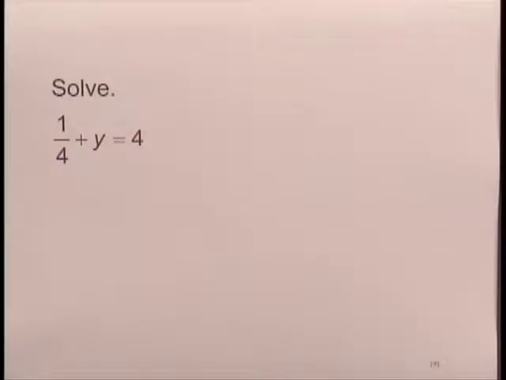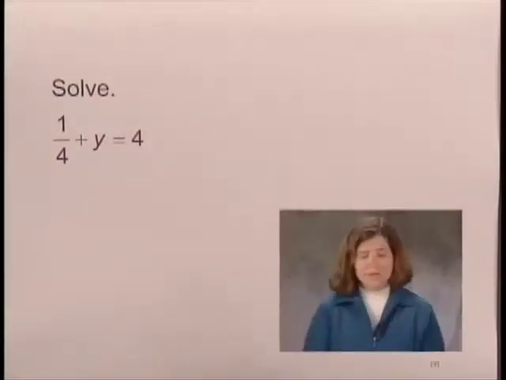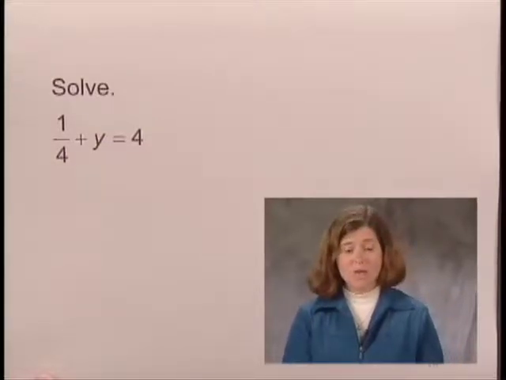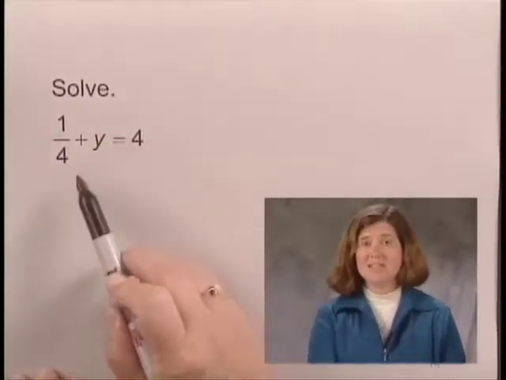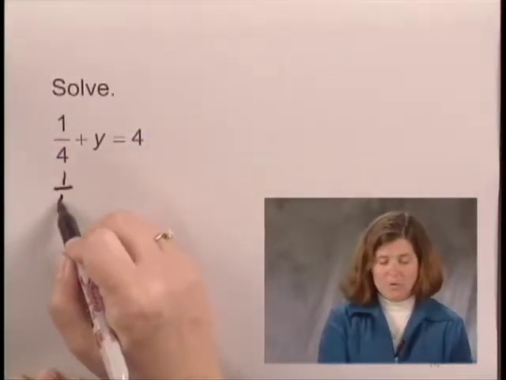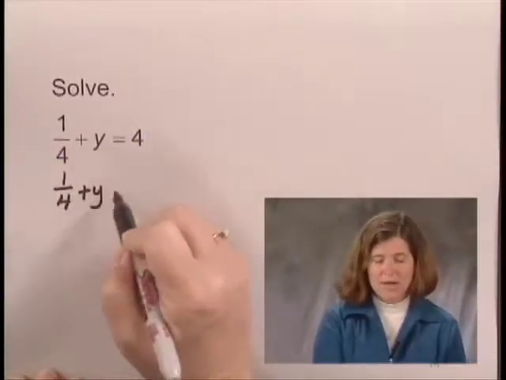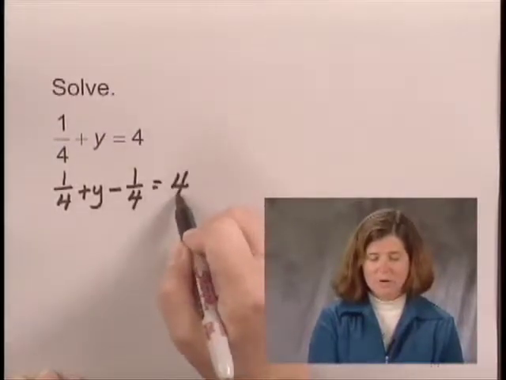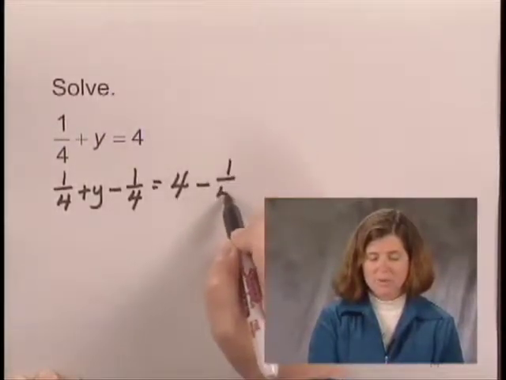We will, in this problem, solve the equation 1/4 plus y equals 4. In order to solve for y, we will subtract 1/4 on both sides of the equation, where the equal sign determines the different sides of the equation. So we will write 1/4 plus y minus 1/4 equals 4 minus 1/4.